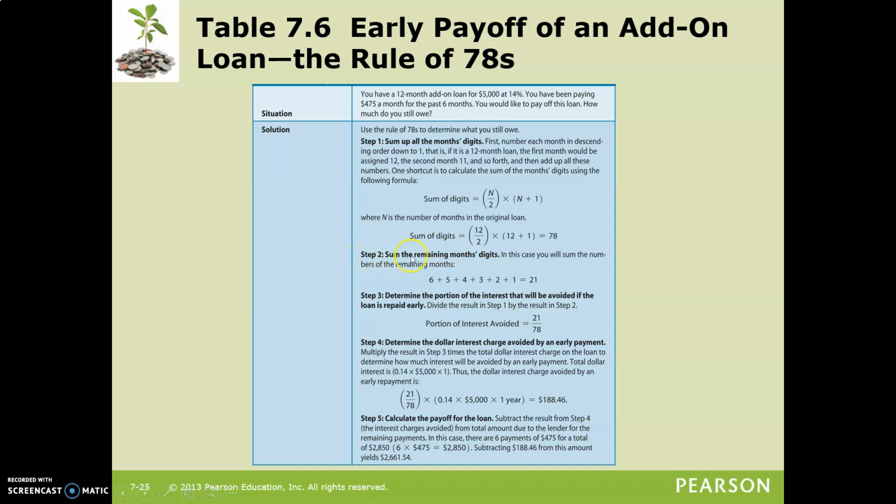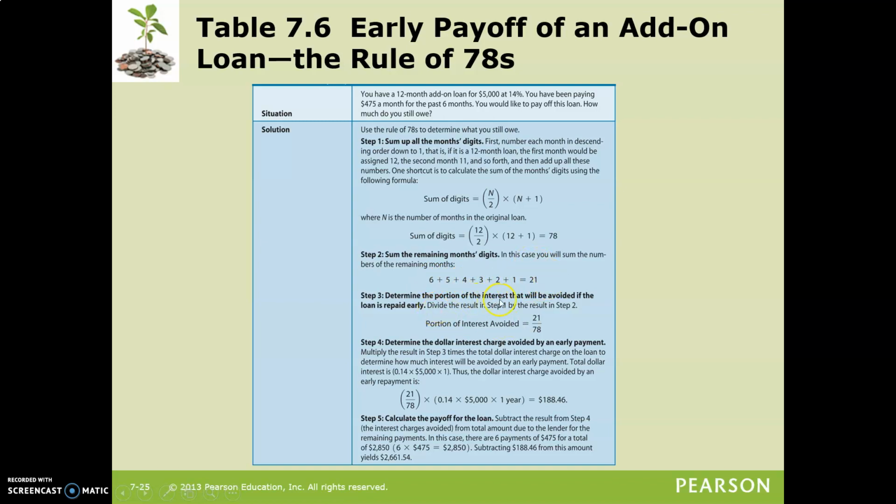Second step is the sum of the remaining months' digits. In this case, you will sum the number of the remaining months in descending order. So you have another 6 months: 6, 5, 4, 3, 2, 1. Because you start the loan with number 12, it's a 12 months loan. 12, you already paid up to 7. Then you are left with 6, 5, 4, 3, 2, 1. You sum it up, you have 21.